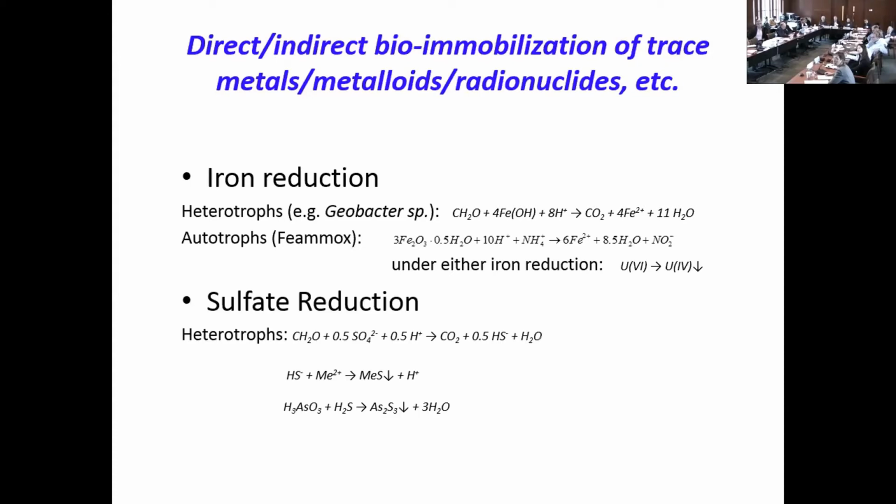Now, we go further down in my redox ladder. If I have sulfate reduction, then I have heterotrophs that oxidize organic carbon. They may use sulfate as the electron acceptor, forming sulfide. And then if I have metals present, divalent metals, they typically precipitate out as the metal sulfide and get immobilized. Arsenic can be precipitated as orpiment.